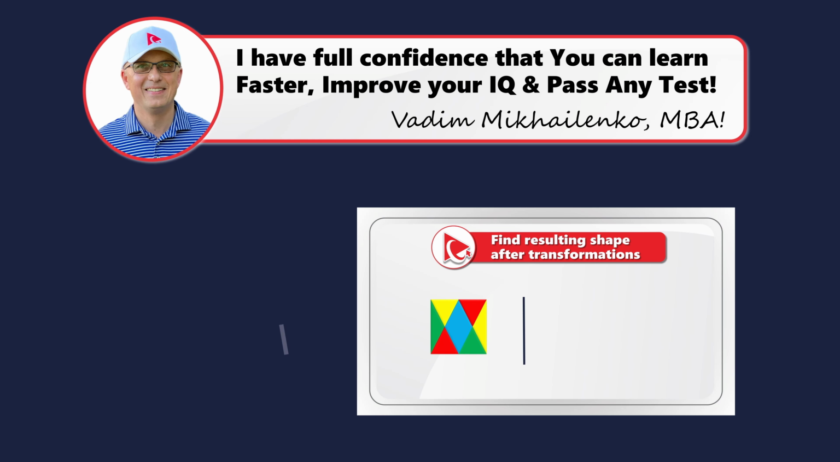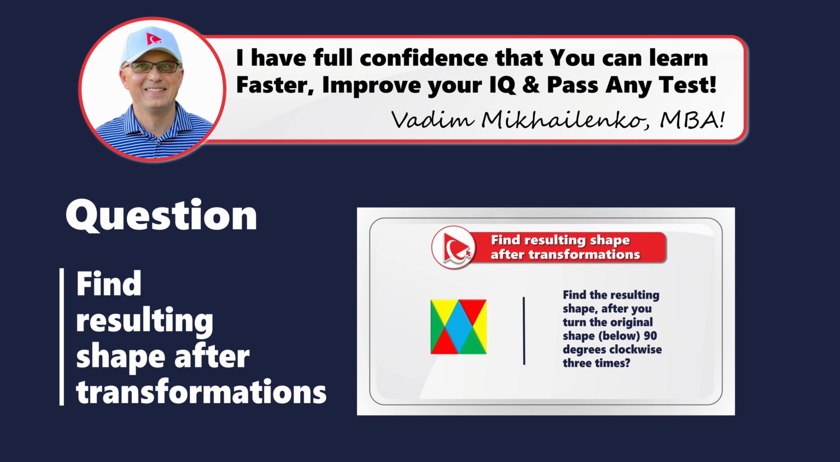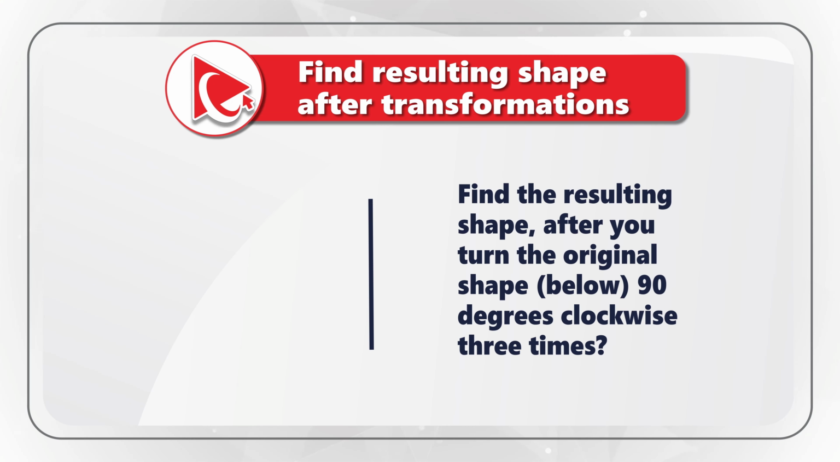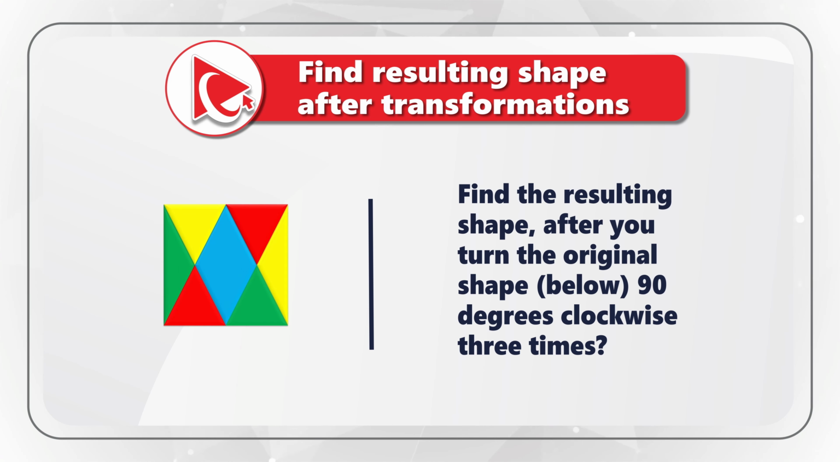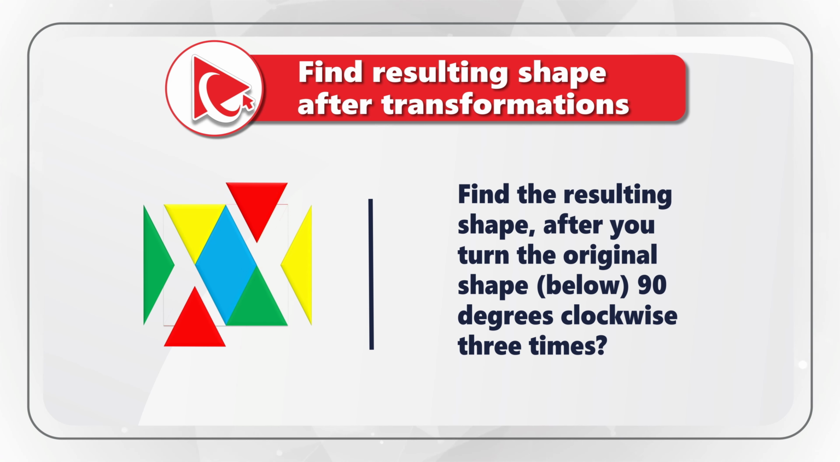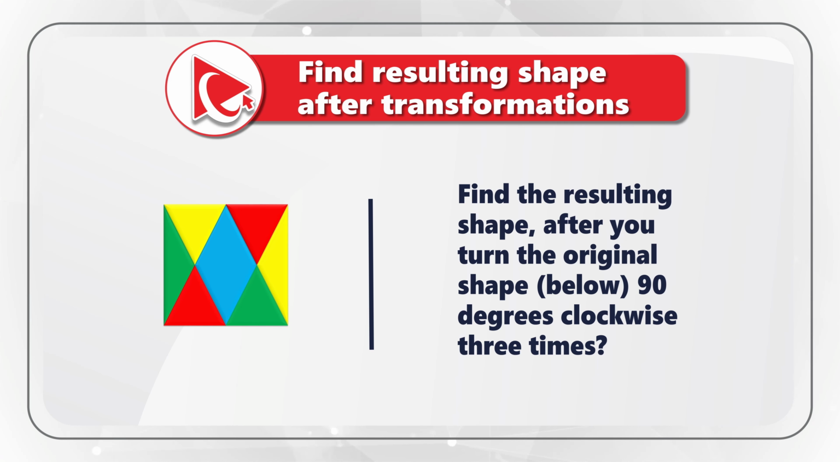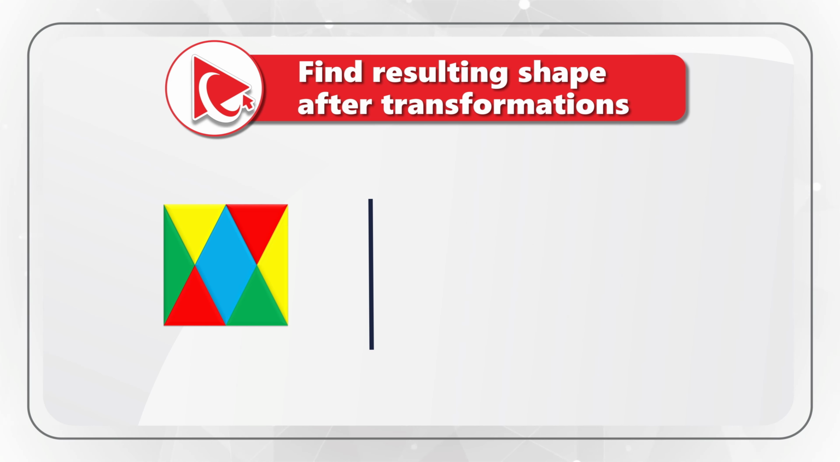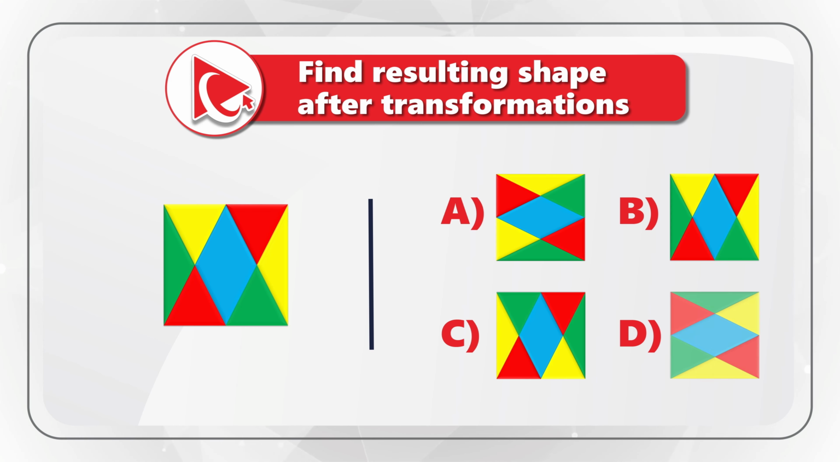I love this challenge because it tests your analytical skills and spatial reasoning skills so well. You need to find the resulting shape after the transformations. You're presented with the square that consists of different triangles of a different color. And you need to turn the original shape 90 degrees clockwise 3 times. You have 4 different choices to select the shape after the transformations: choice A, B, C, and D.